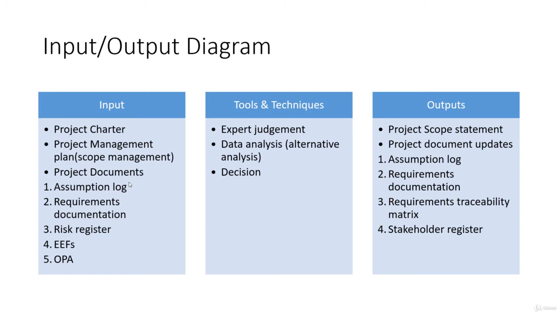So basically, let's say you have 10 requirements, one is declined, and 2 are deferred to the later phases. You will update that information in the requirement traceability matrix. You need to update your requirement traceability matrix to reflect this information.